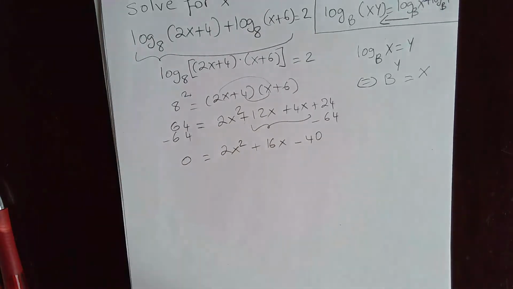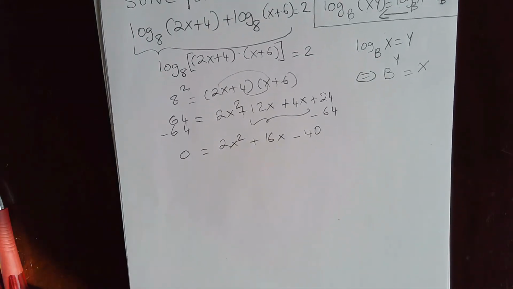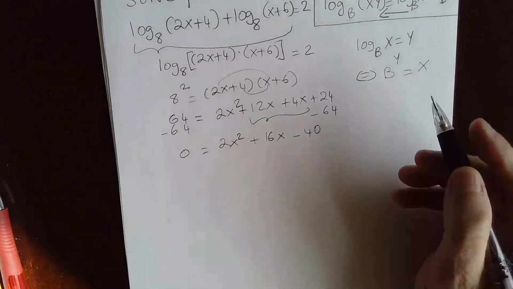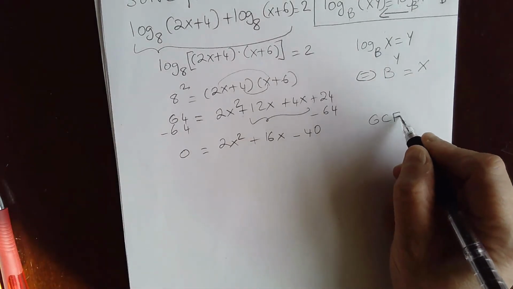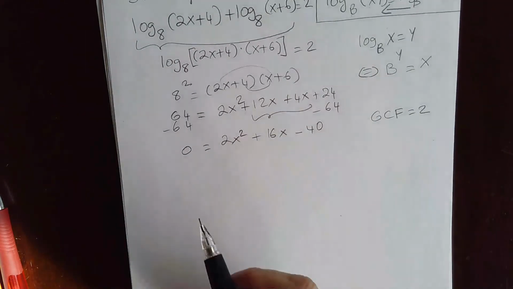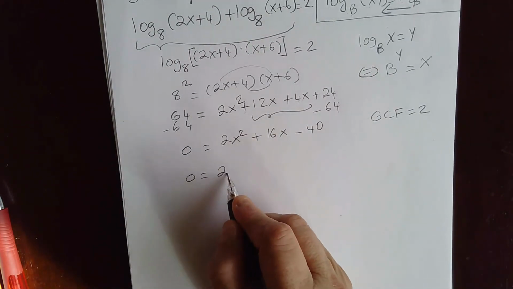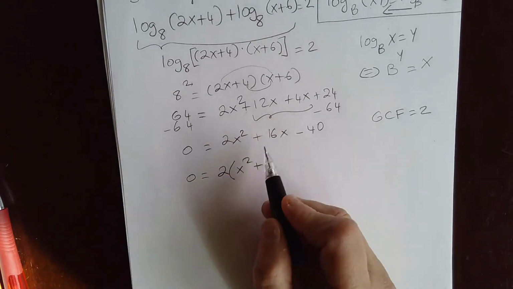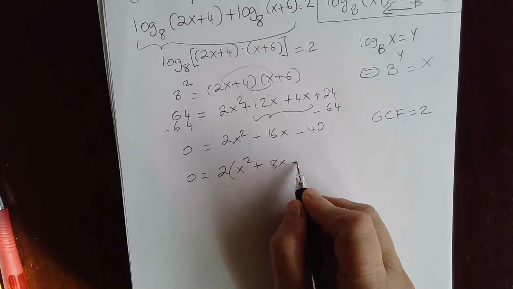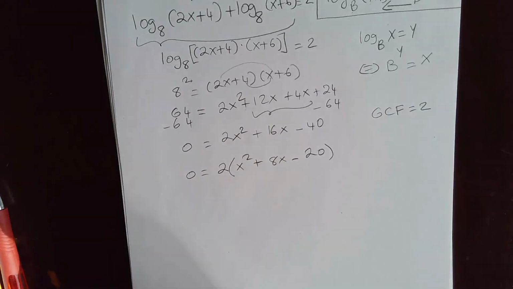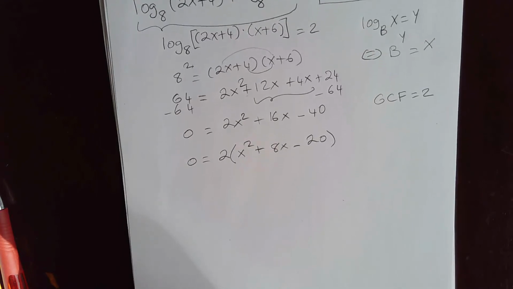Now we're going to try to solve this quadratic equation by factoring. You notice here we have the GCF is not equal to 1. It's equal to 2. So we need to factor the GCF. If you factor the GCF, this becomes x squared plus 16 divided by 2, that's 8x, minus 40 divided by 2, which is 20. Now we need to factor the trinomial in parentheses.